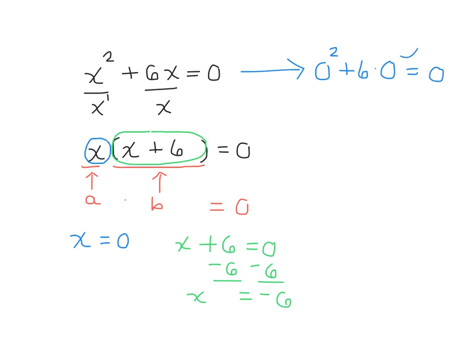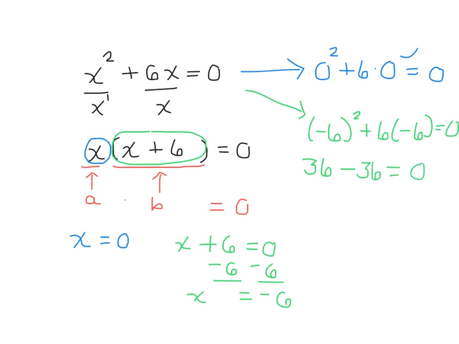If I plug in my other solution, which was negative 6, I have negative 6 squared plus 6 times negative 6 is equal to 0. Well, negative 6 squared is positive 36, and 6 times negative 6 is negative 36, so we do end up with our answer equal to 0. So it checks out as well.